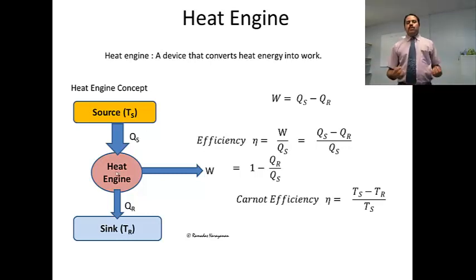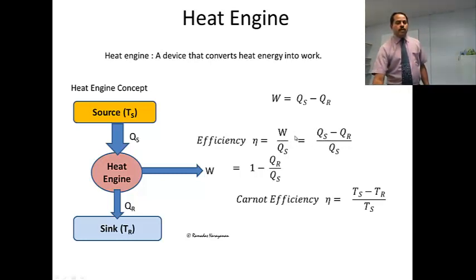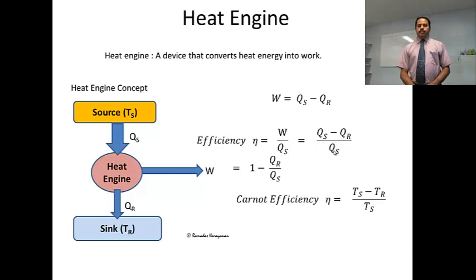Now if we look at the energy balance of the system, the heat is coming into the system as Qs, and it goes out in two ways, one part as W, another part as Qr. So the work done W must be the difference between the heat supplied and the heat rejected. If you substitute that value in the efficiency equation, efficiency is Qs minus Qr over Qs.